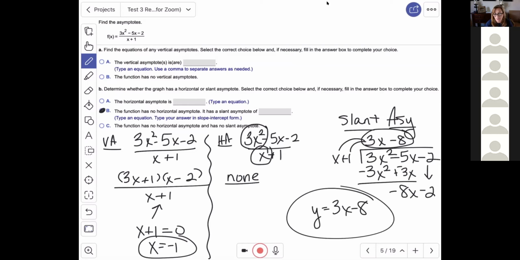You certainly could go ahead and finish it out if you want to, but for the slant asymptote, you don't have to. All right. Okay, so those are 3 examples of the asymptotes.